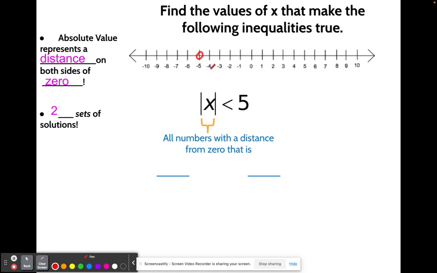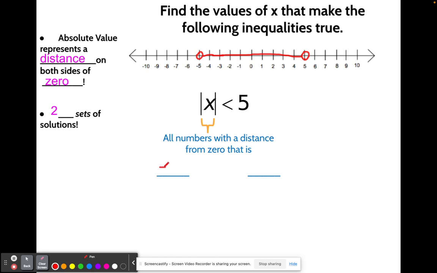But what about negative 4? The absolute value of negative 4 is 4. That's less than 5. Absolute value of negative 3 is 3. That's less than 5. Let's go over here. Absolute value of 5, that is 5. So that is not a solution because 5 isn't less than 5. But the absolute value of 4 is 4. That's less than 5. So as you can see, this would be my solution.